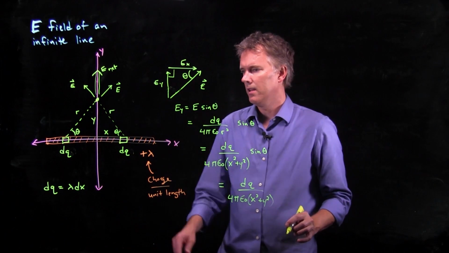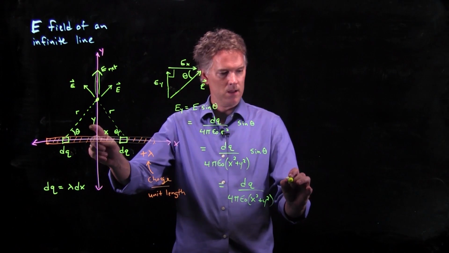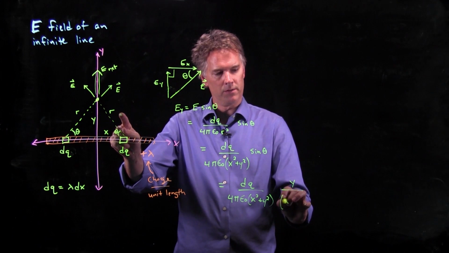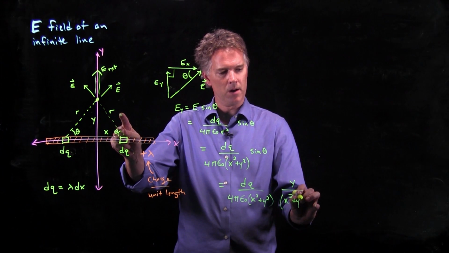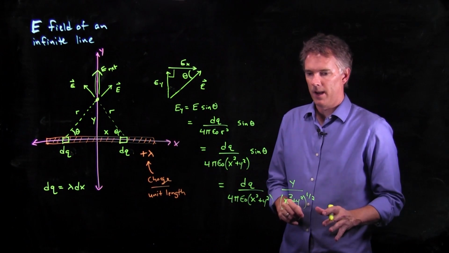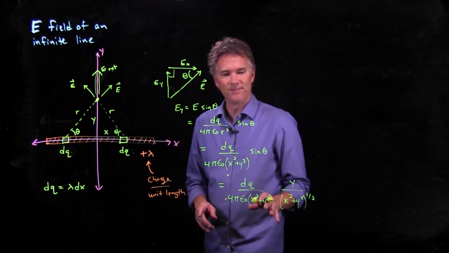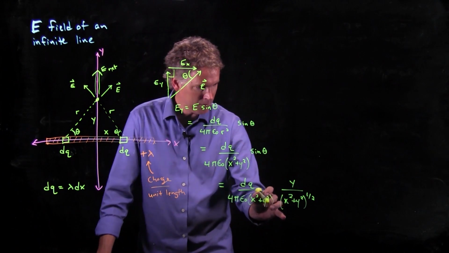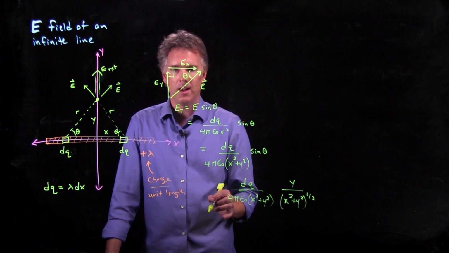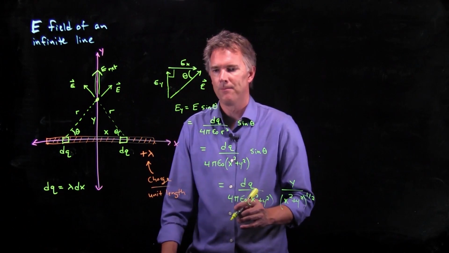What is sine theta? It is y over r, which is x squared plus y squared to the 1/2. All right, I told you it was a little complicated, right? x squared plus y squared to the 1/2. It looks like we can write out this E sub y, okay?